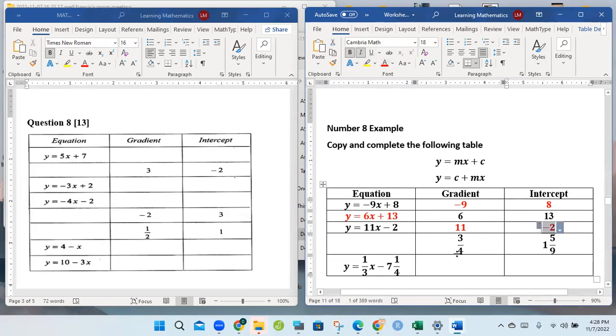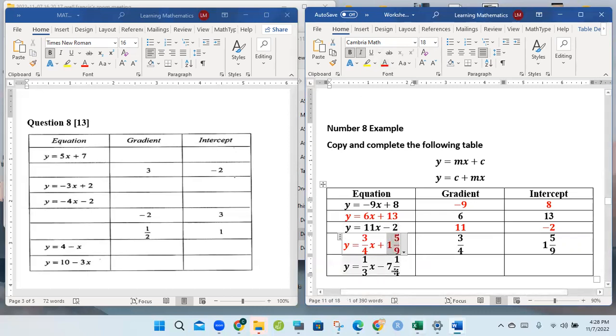Okay. In this example here, we are given the gradient and the y-intercept, so we simply have to complete the equation. The gradient is 3/4, so we've got to put 3/4 in front of the x. And the y-intercept is 1 and 5/9, so we've got to put 1 and 5/9 where c is supposed to be.